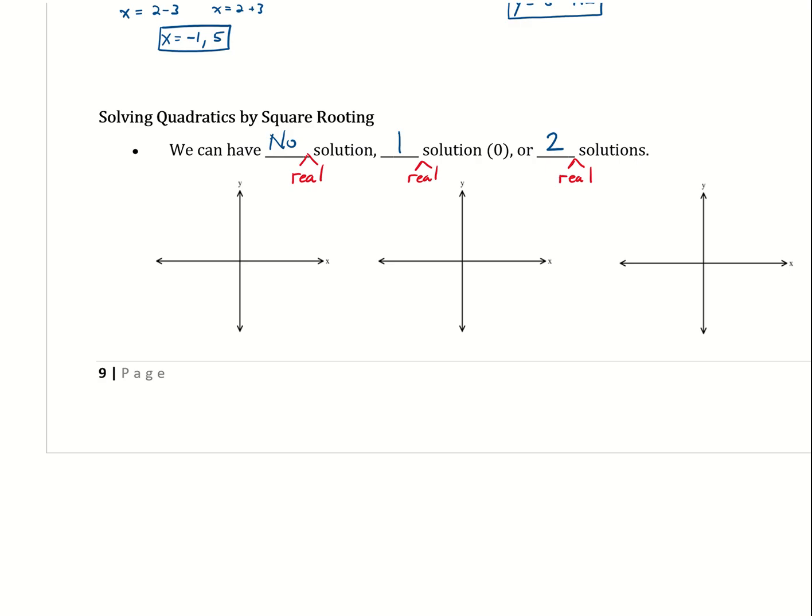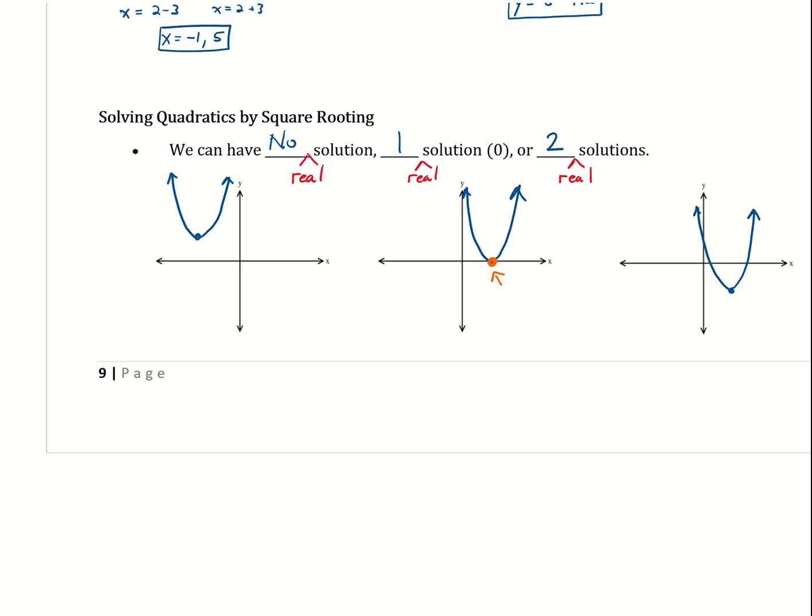So, when a quadratic has no real solutions, the graph is going to look something like this. You're going to have a vertex, and the parabola would open up away from the x-axis here. If there's 1 real solution, you're going to have a vertex that is on the x-axis, and the parabola could open up, or it could open down from that point. If there are 2 real solutions, you might have a vertex that's below the x-axis, and the parabola could open up.